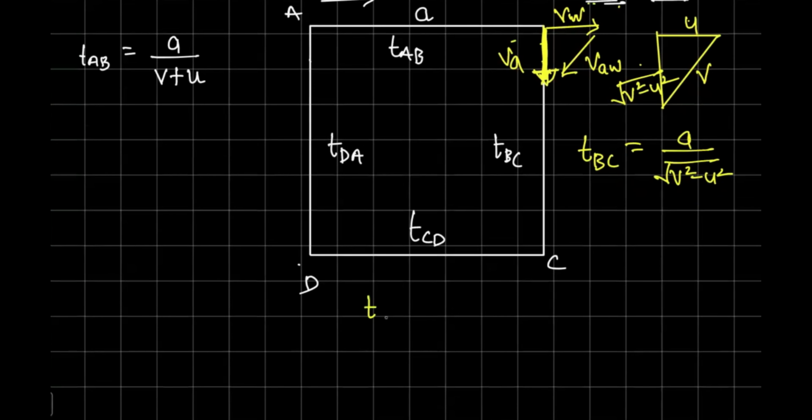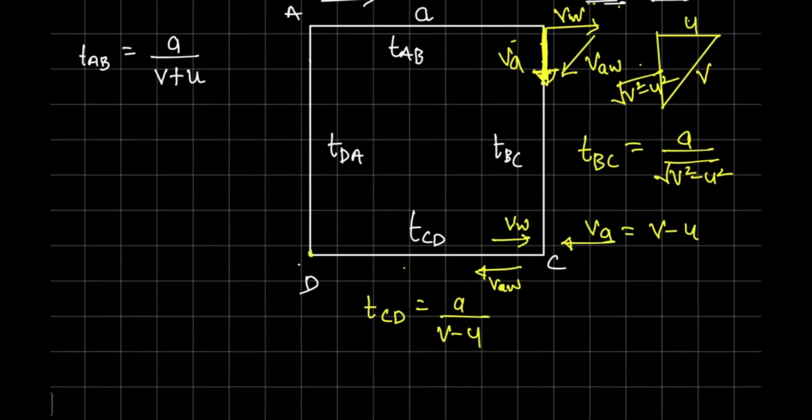Now we'll find the time tCD. So you know the velocity with respect to wind, and the velocity of wind is this side. So I know that my velocity of aircraft is going to be this side net. What is that? That is going to be v minus u. So I can say tCD is nothing but a upon v minus u. And similarly, when I go from D to A, the time taken here, tDA, is the same as this one. Can you understand why it will be so? So it will be a by root over v square minus u square.